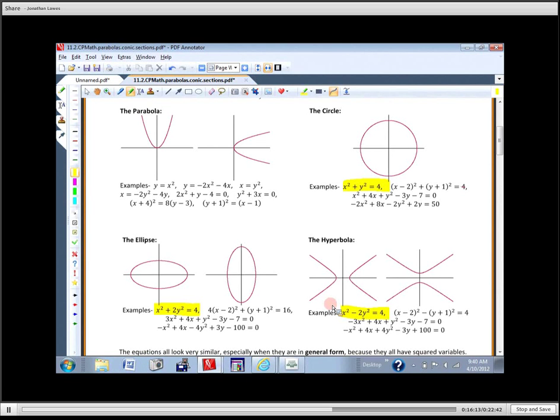Okay, this is a 2y and it's got a plus between them. So this is a 1x squared and a 2y squared, and they're both positive. This is a 1x squared and a 2y squared. One's positive and one's negative. Okay, we've got a negative 2 in front of the y squared. Okay, that's good. What about the circle? How do you tell a circle from the two of these?